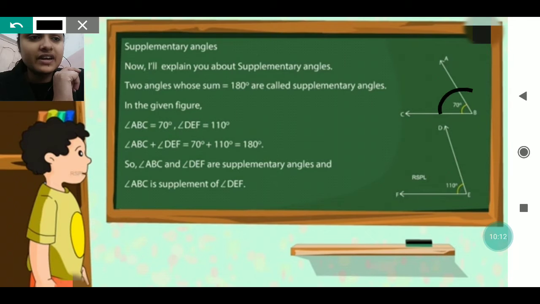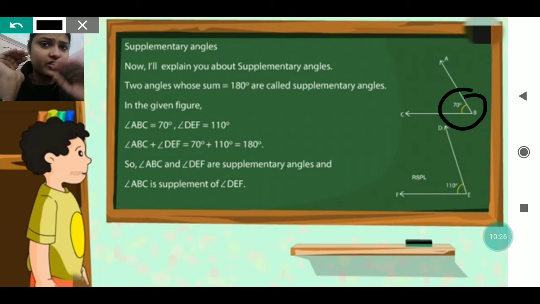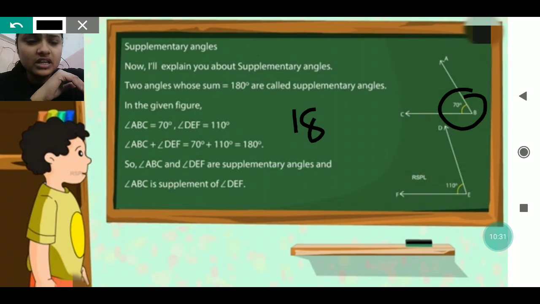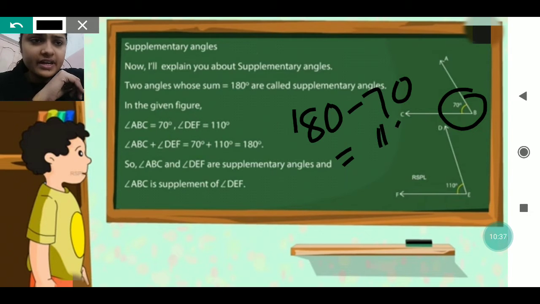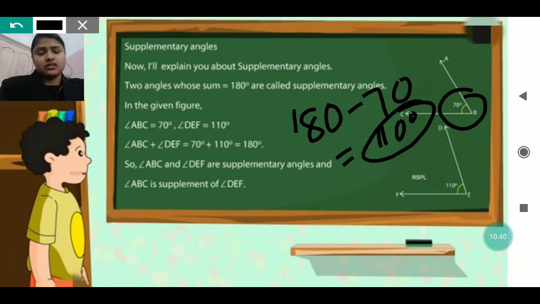Whereas suppose only 70 degrees is given to you and you have to find the angle in supplementary. This kind of question is also given, with different types of angle measurements. Suppose 70 is given, so you just do 180 minus 70, and you will get 110 degrees. This is the supplementary angle, meaning when we add 110 degrees with 70 degrees, we get 180, and it completes the supplementary angles. Okay, so like this we do the measurement.